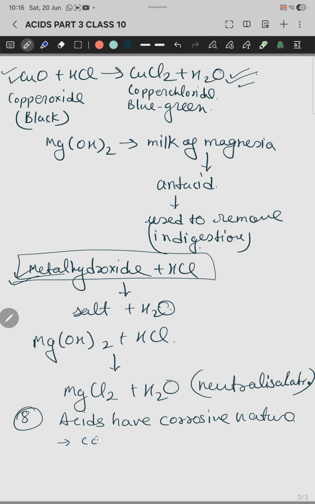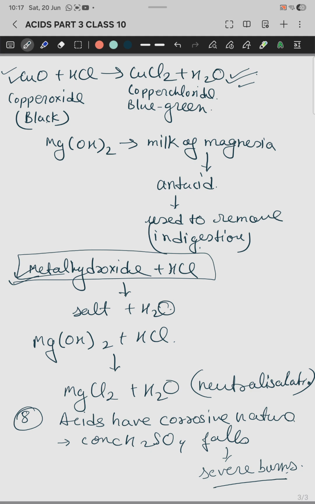If I am taking concentrated H2SO4 and it accidentally falls on skin, clothes or wood, it causes a severe burn immediately, and makes a black spot on that surface. So we have three common mineral acids: the first one H2SO4, hydrochloric acid, and nitric acid. They are very corrosive in nature. Even not only acids, bases are also very corrosive in nature.